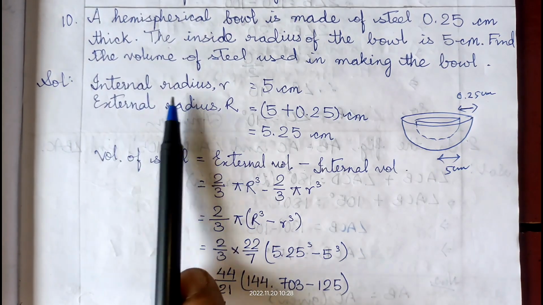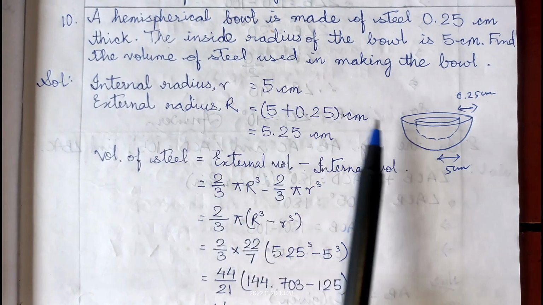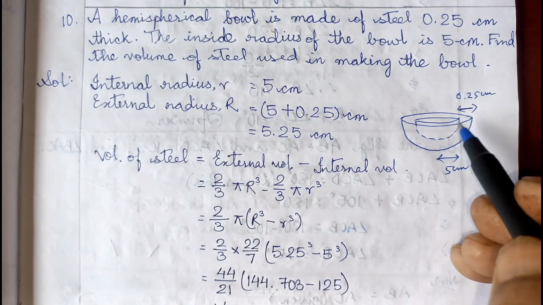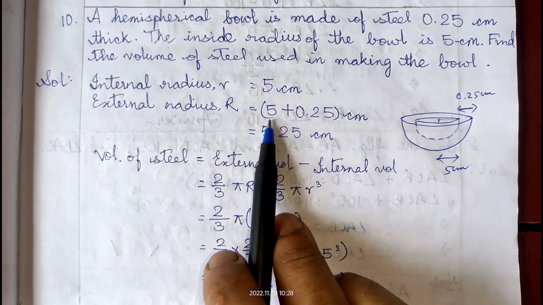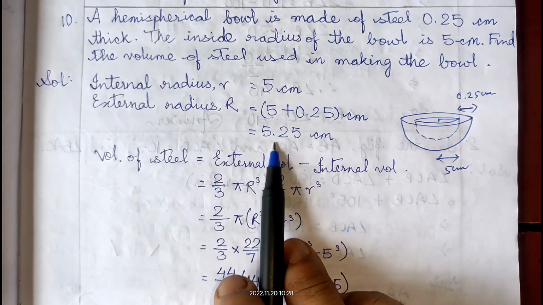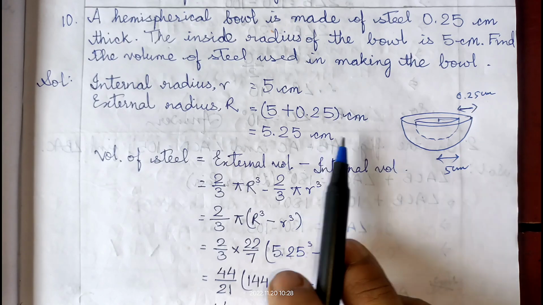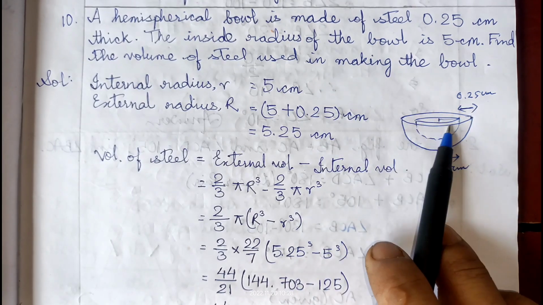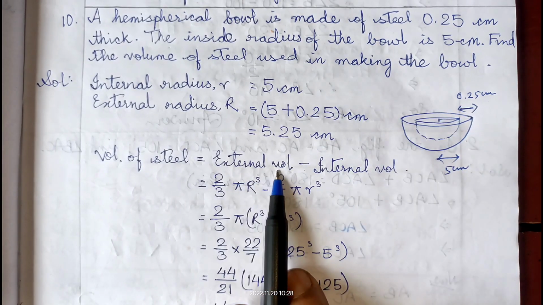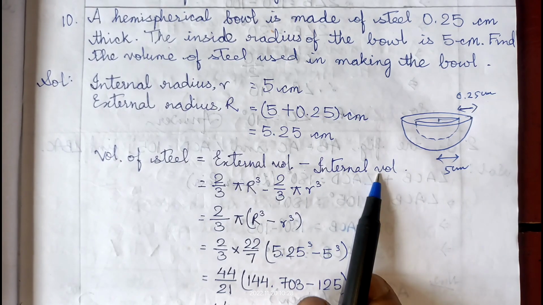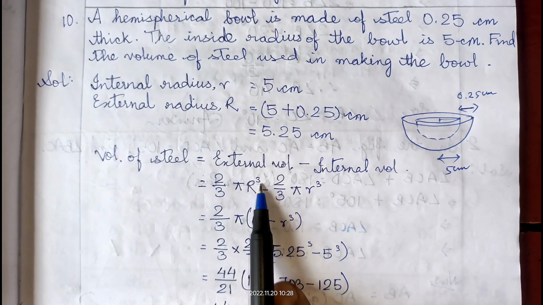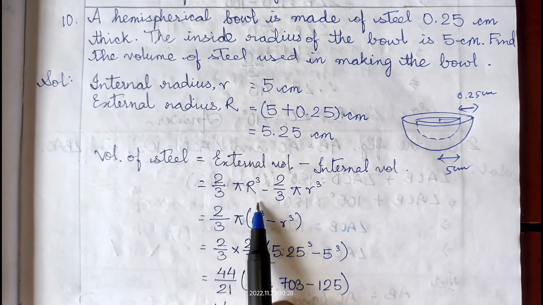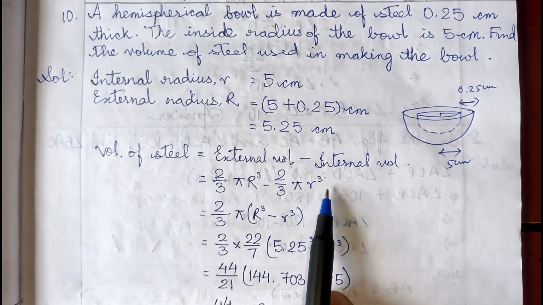So we can write internal radius small r is 5 centimeter and external radius will be from here up to this much. It will be inner radius plus thickness. So 5 plus 0.25, which will give 5.25 centimeter. Now if you want to calculate the volume of the steel, it will be external volume of the hemisphere minus internal volume of the hemisphere, and we know volume of hemisphere formula is 2 by 3 pi r cube. So it will be 2 by 3 pi capital R cube minus 2 by 3 pi small r cube.